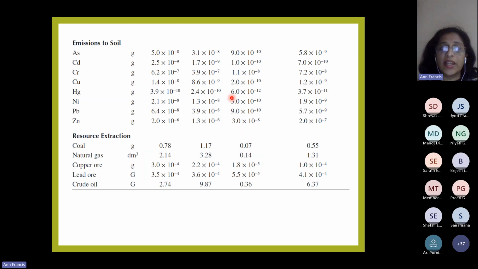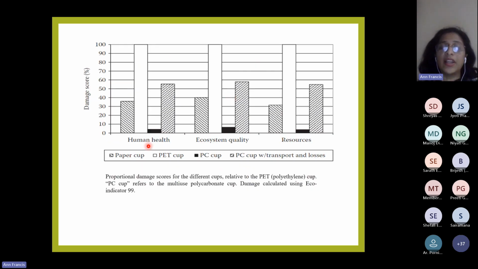In this particular study, they have done all of this, and finally they have come up with a representation of the impacts in terms of three indicators. One indicator is human health, the other is ecosystem quality, and then the impact on resources, the resource depletion basically. So here, if you see these graphs, this is the paper cup, this is the plastic cup, then you have the polycarbonate cup, and then the polycarbonate cup with the transportation losses.